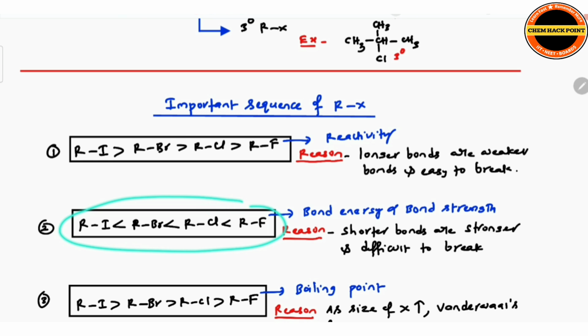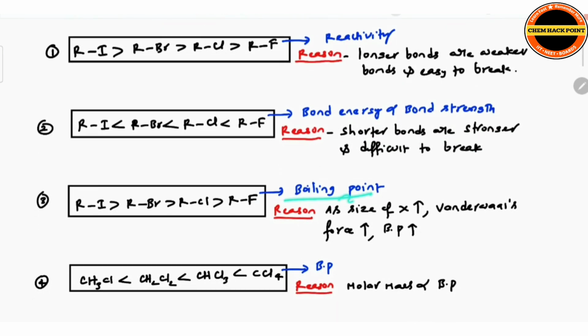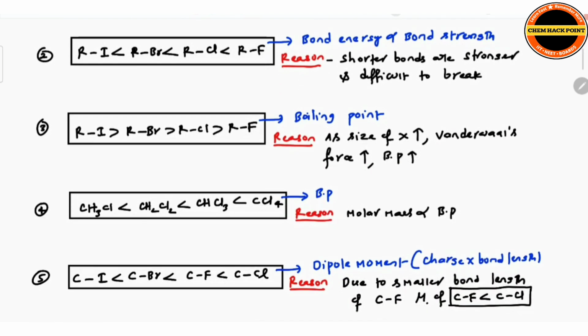Bond energy sequence is exactly opposite. Bond energy is directly proportional to bond strength. Reason: shorter bonds are stronger and difficult to break. Difficult to break, difficult to react. Boiling point: RI is greater than the remaining 3 alkyl halides. As the size of halogen increases, van der Waals force increases, so boiling point increases.